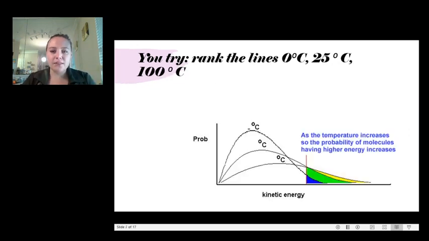So now try to rank these. Based on what we've talked about, this one up here will be the 0, because if we look, that has a tiny bit of molecules that can react. This one should be the 25 because that has the medium amount of molecules that can react. And this bottom one is our 100 degrees Celsius because if we look, that has the most area under the curve compared to all of the others. If we include all of these other areas, it has the most.